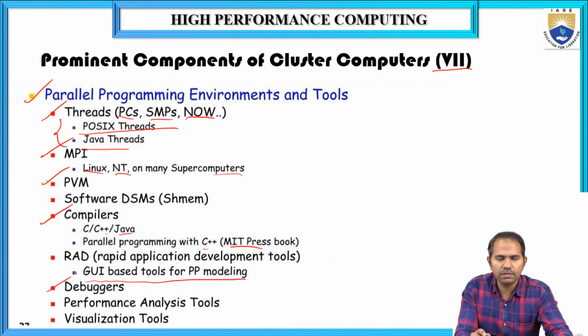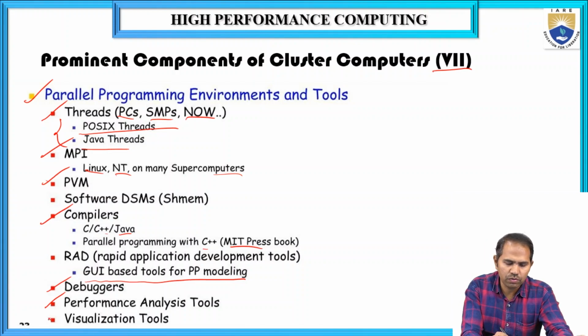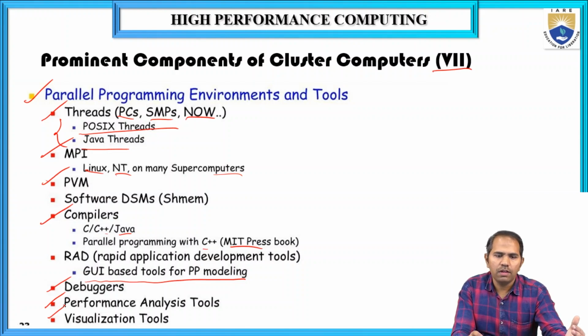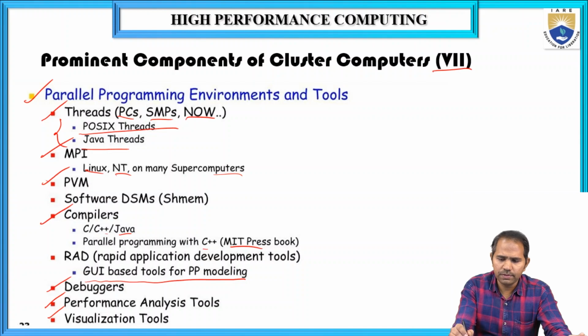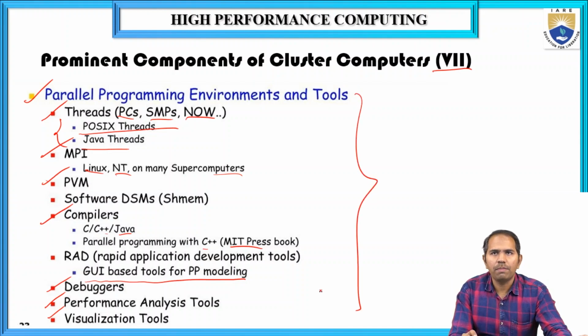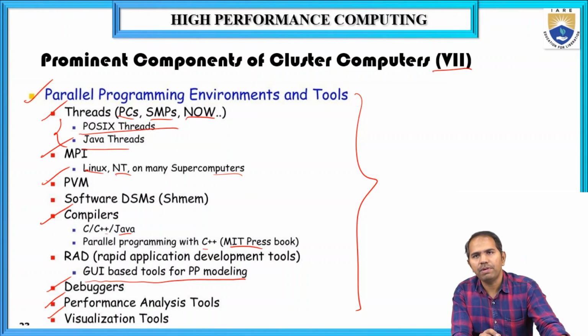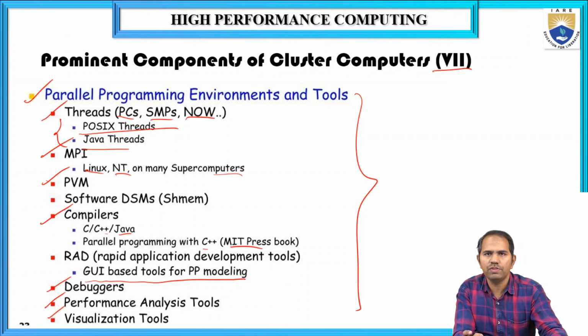And next, debuggers. Bug means errors, so debuggers correct errors. And then performance analysis tools: after execution of the program, how the performance is given. Then visualization tools. Once those things are complete, the results may be shown with graphs, showing what has happened. So these are all the things supporting a parallel programming environment and tools. Threads, MPI, PVM, software DSMs, compilers, RAD, Rapid Application Development, debuggers, performance analysis tools, visualization tools.